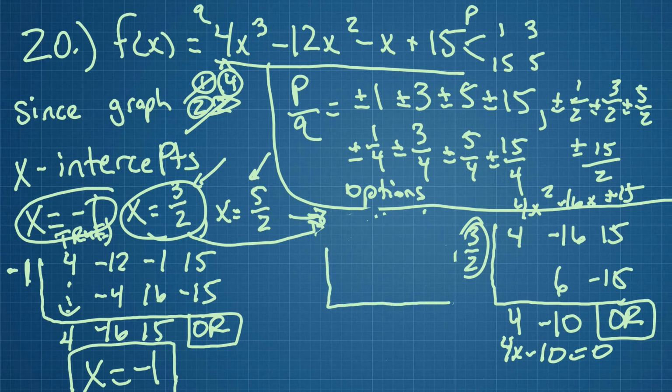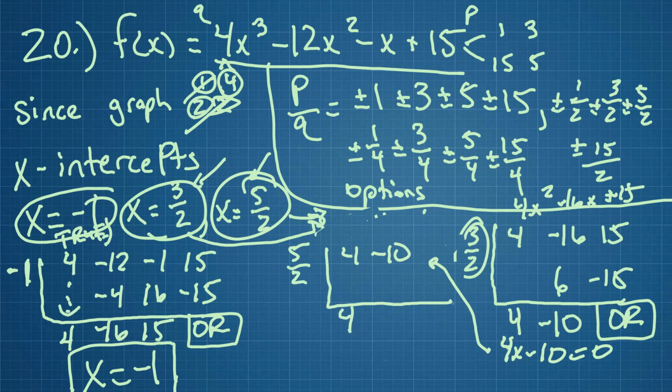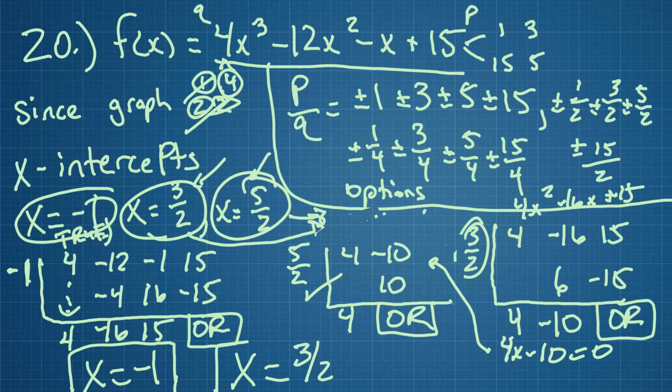Another easier way to do it is I could take 4, 10, and put that on top. And now I'm going to guess 5 halves. Drop down the 4. 4 times 5 is 20. Half of that is 10. See how there's no remainder? That means this is true too. So I just proved that x equals 3 halves is a 0. x equals 5 halves is a 0. So I got 3 different options. I proved them all. That's it.